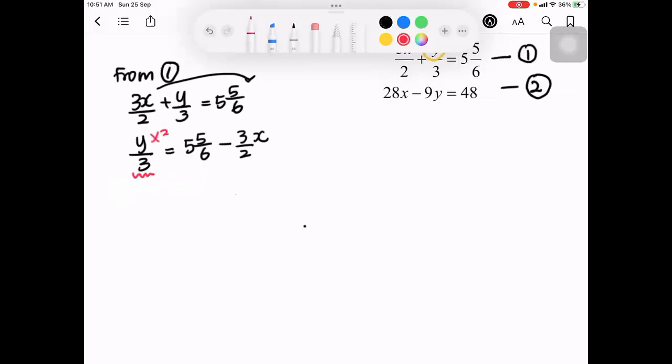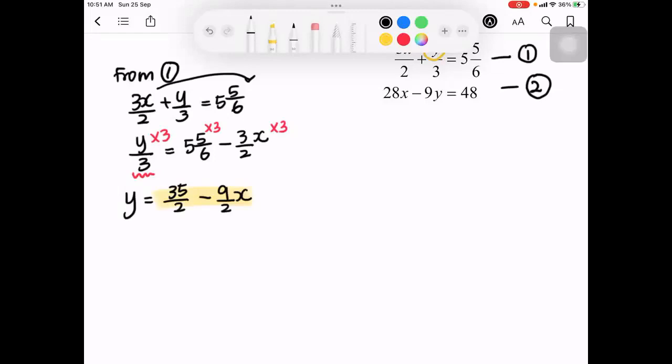So I'll multiply by 3, multiply by 3, multiply by 3. I must do something until I get y equals to an expression. So this part over here, this is 5 and 5 over 6 times 3. This one will give me the number 35 over 2 minus 3 over 2 times 3, this one will give me 9 over 2x. Okay, so when we have such expression already, y totally equals to something.